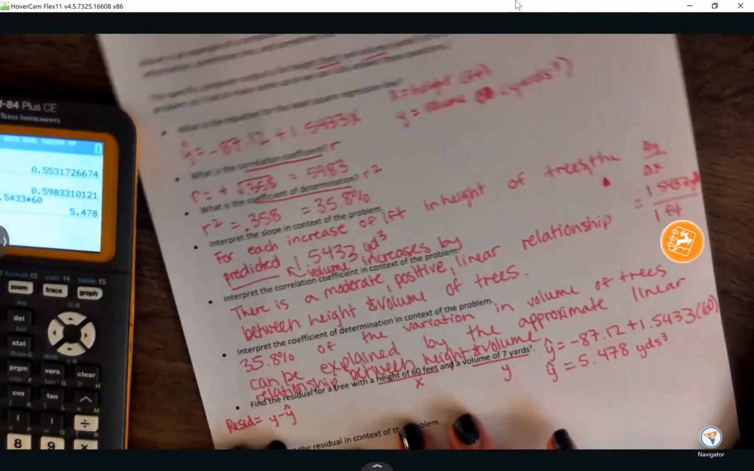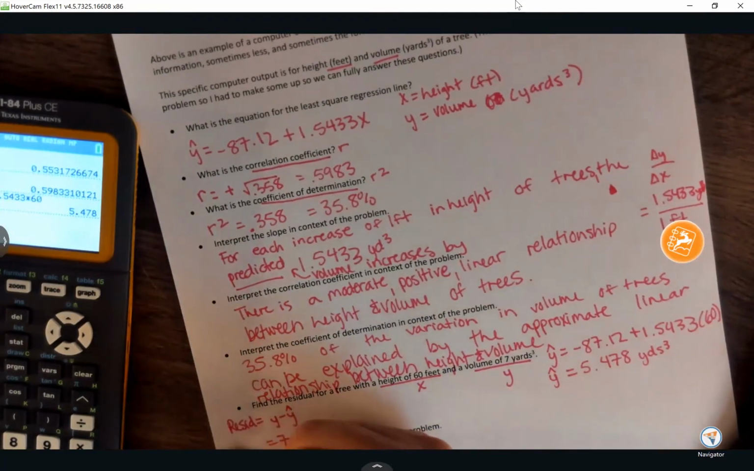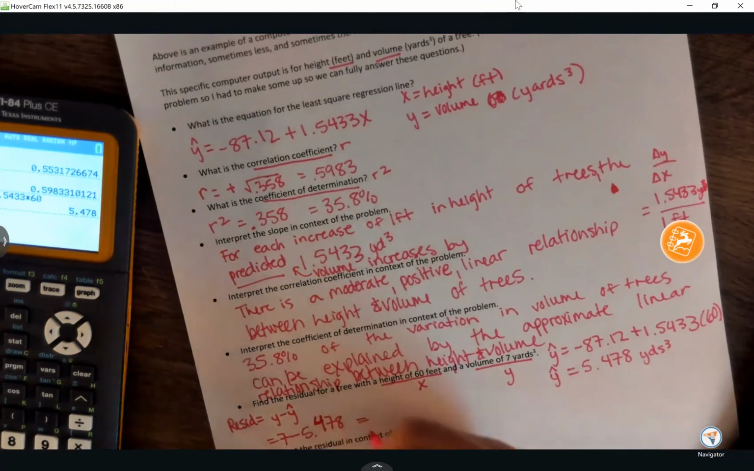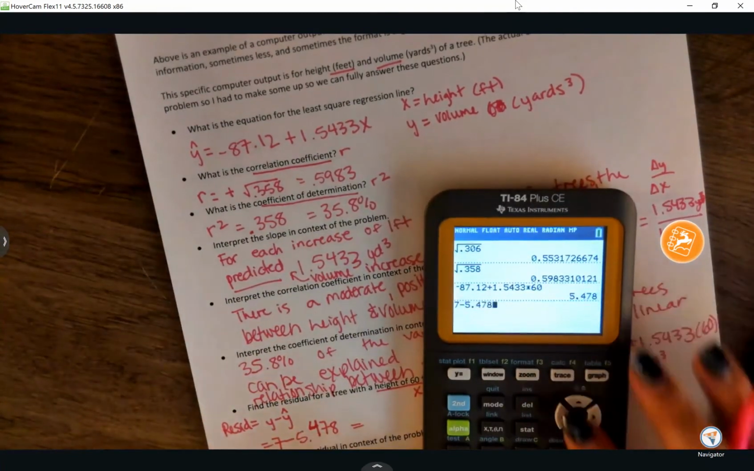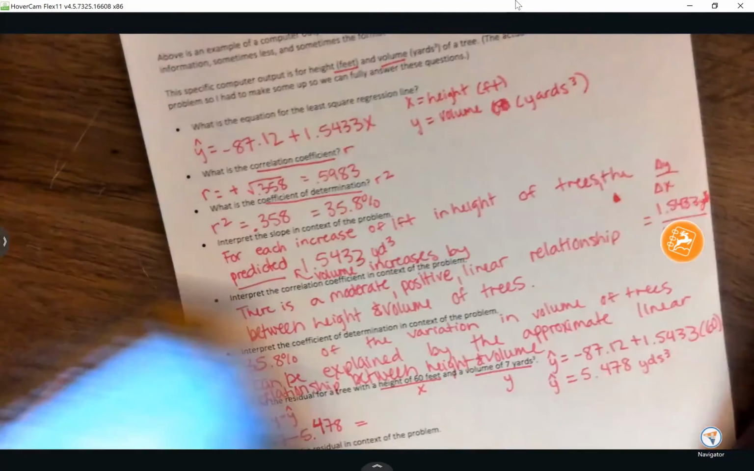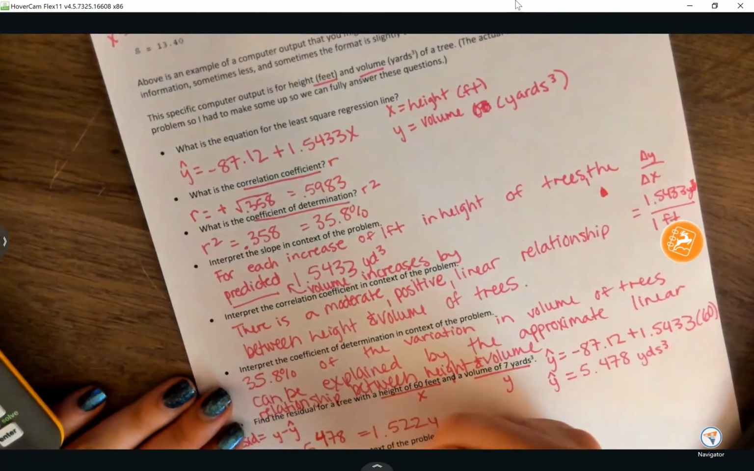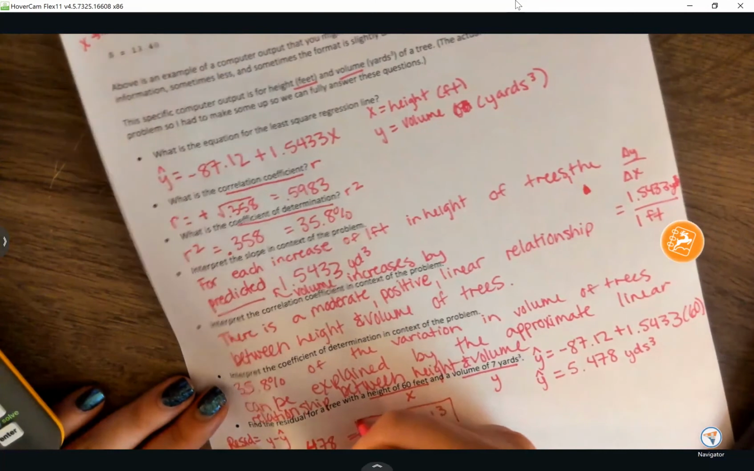So now for my residual, I do y. So the actual y is 7 minus y hat, which is 5.478. So 7 minus 5.478 is 1.522 yards cubed. That's my actual answer for what the residual is.